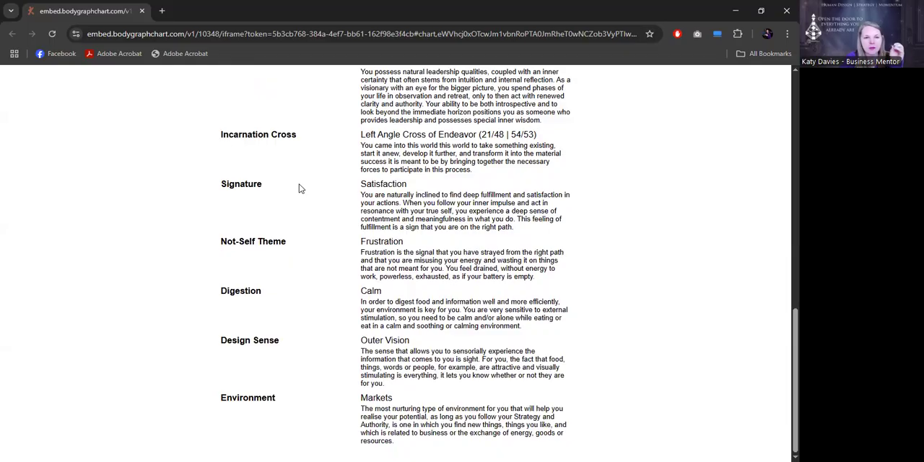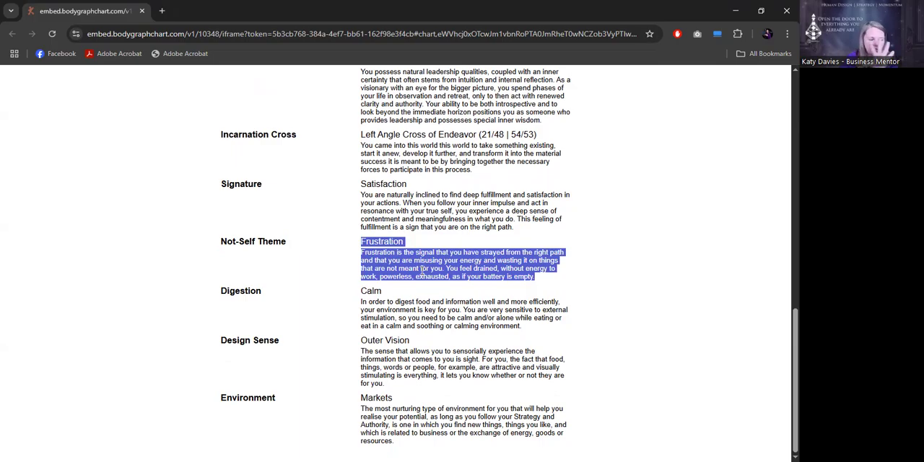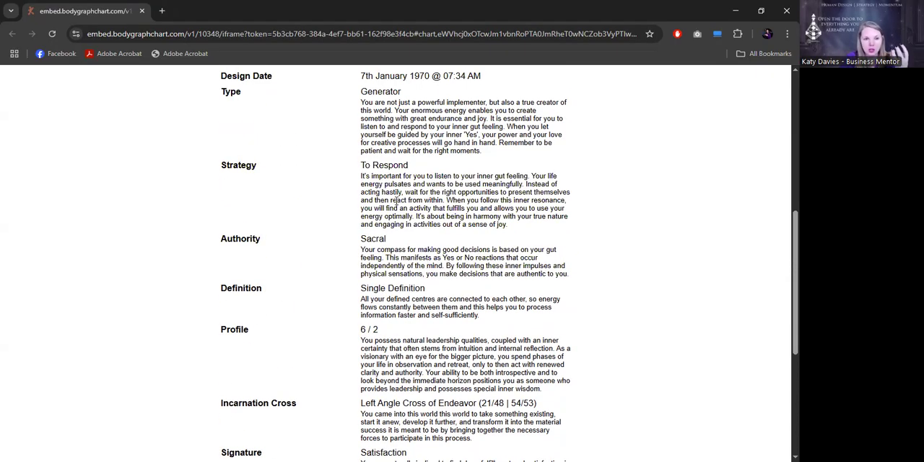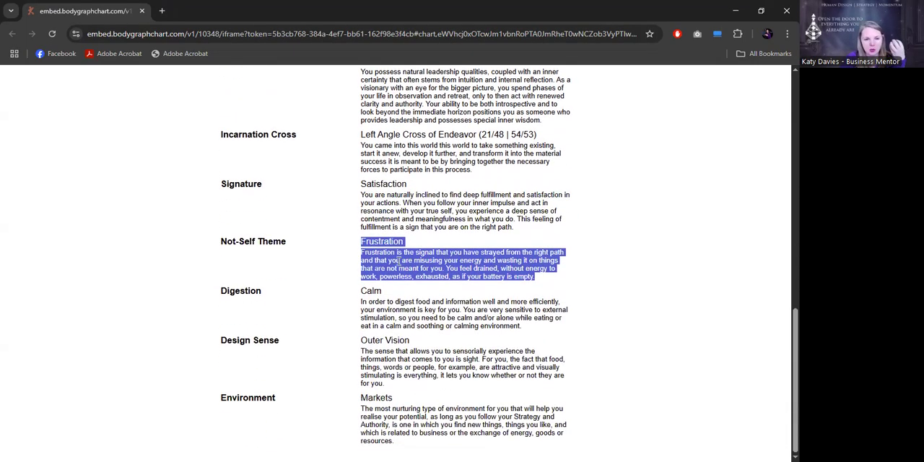Now, it's often easier to know when you're out of alignment. So for a generator, if you're feeling frustration, that's your not-self theme, that's your sign that you're using your energy on the wrong things, that you've said yes to something that should have been a no. What we were trying to do with following our strategy and our authority was using our energy in the best way. If we're using our energy in a way that just isn't right for us, that's when, as a generator, you would get really frustrated. As a manifestor, you'd get really angry.